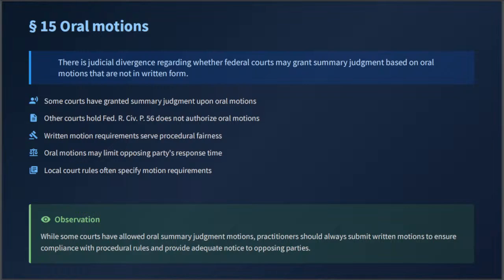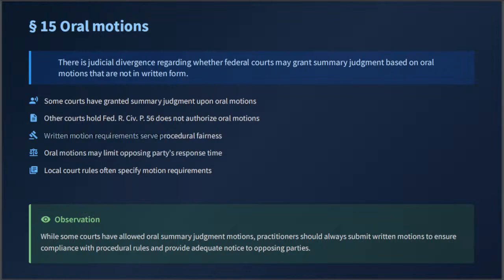All right, so oral motions. There is judicial divergence regarding whether federal courts may grant summary judgment based on oral motions that are not in written form. Some courts have granted summary judgment upon oral motions. Some have. But other courts hold that Federal Rule of Civil Procedure 56 does not authorize oral motions. The written motion requirements serve procedural fairness, and oral motions may limit opposing parties' response time.